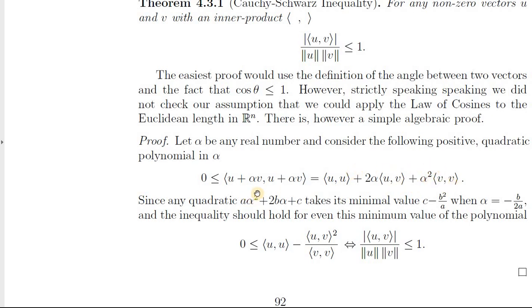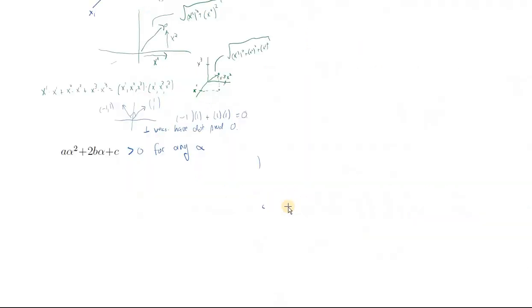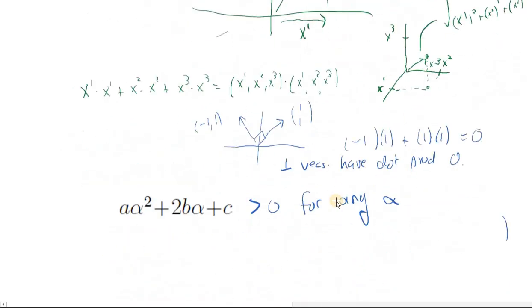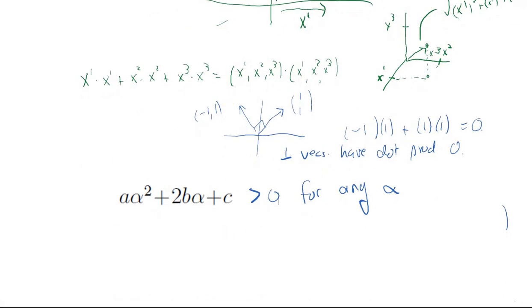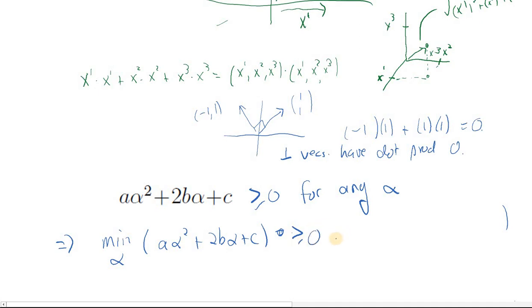So we write this quadratic as a alpha squared plus 2b alpha plus c. Same quadratic, just reverse the order of the terms. All right, and we know that a alpha squared plus 2b alpha plus c must be greater than or equal to 0. Okay, so that's what we have here. Let's zoom in here. So in particular, it's also true that the minimum over alpha of a alpha squared plus 2b alpha plus c must be greater than or equal to 0.